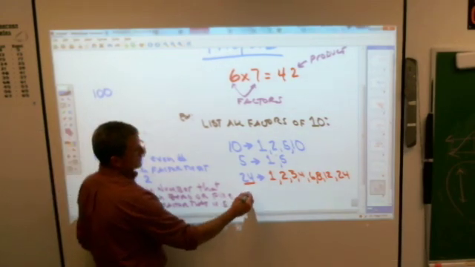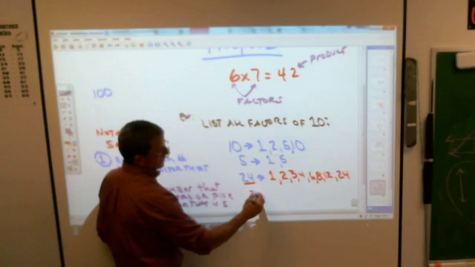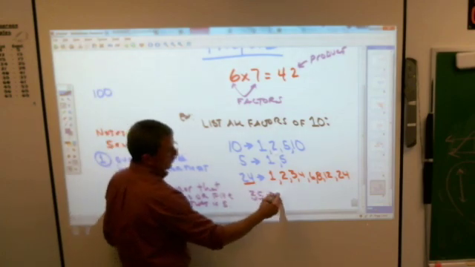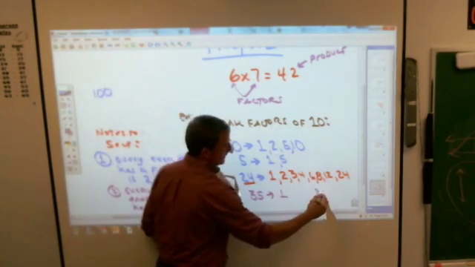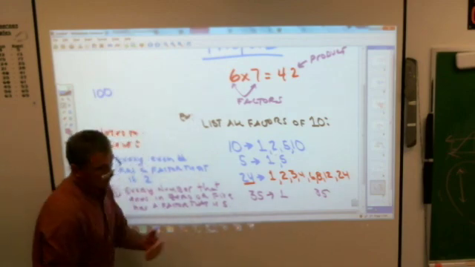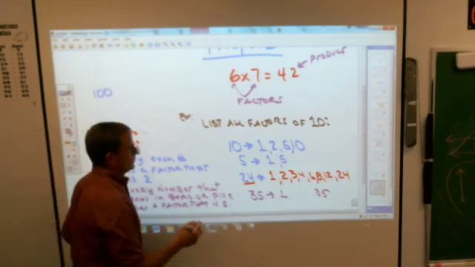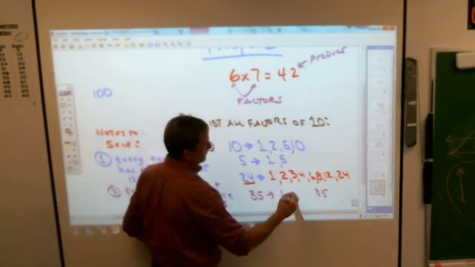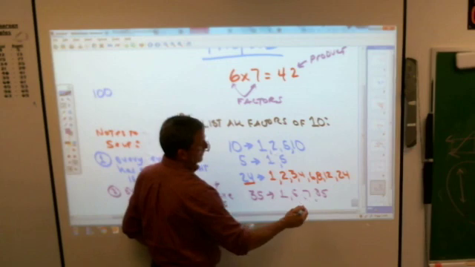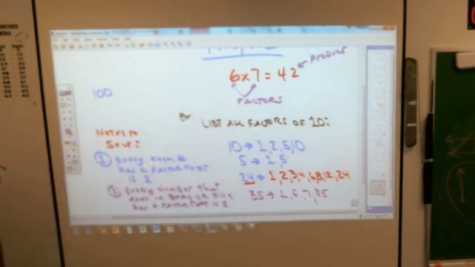So if I asked you to list all the factors of 35, right away you always start with 1 and itself, 1 times 35. But you know because 35 ends in a 5, that 5 times something gives you 35, which is 5 times, anybody? 5 times 7 is 35. Those would all be the factors of that.